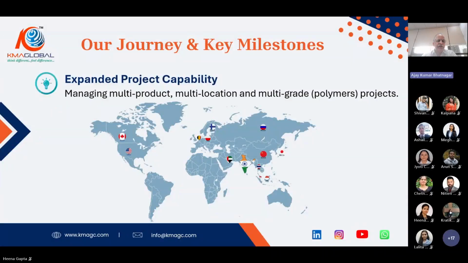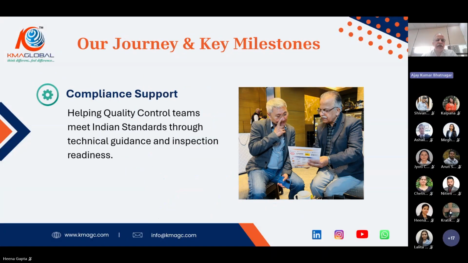We spread our work across multi-products, multi-location, and multi-grade. Multi-grade, when I say, I mean that this is related to polymer. It's a very complicated standard where the designation codes are decided. So we helped the industry in identifying and categorizing the various designation codes of the polymer products like PE, PVC, PC, and other polymer products. So this is our example of the compliance support.